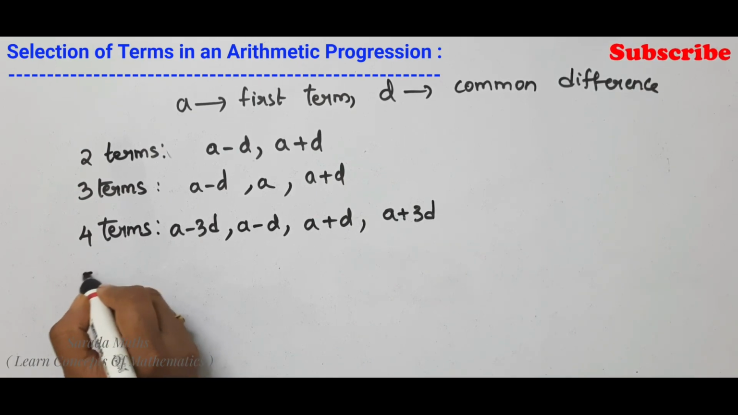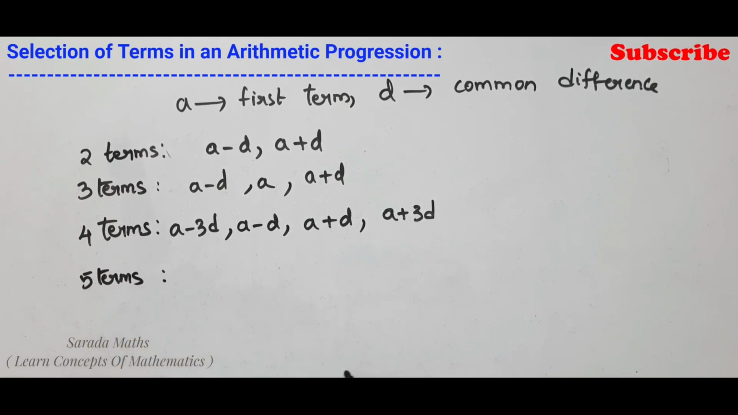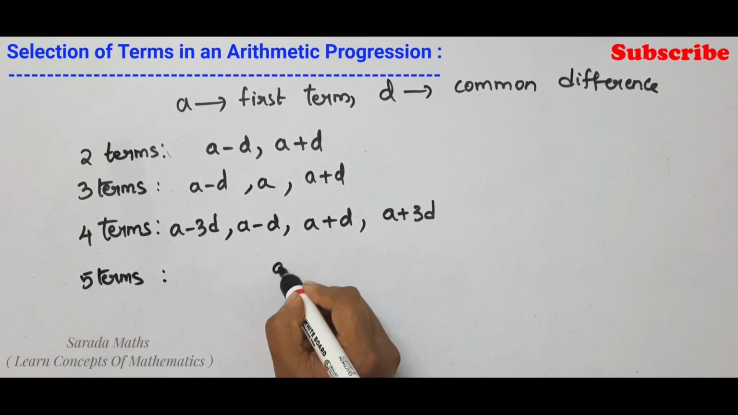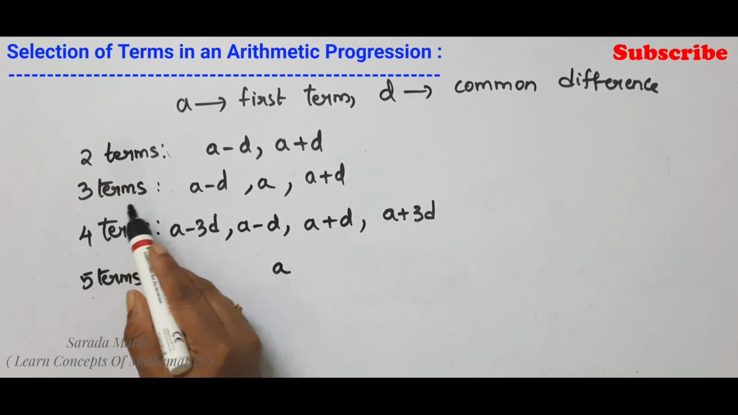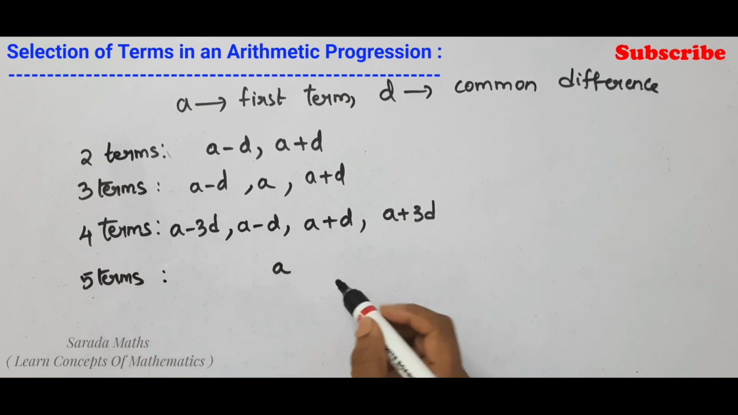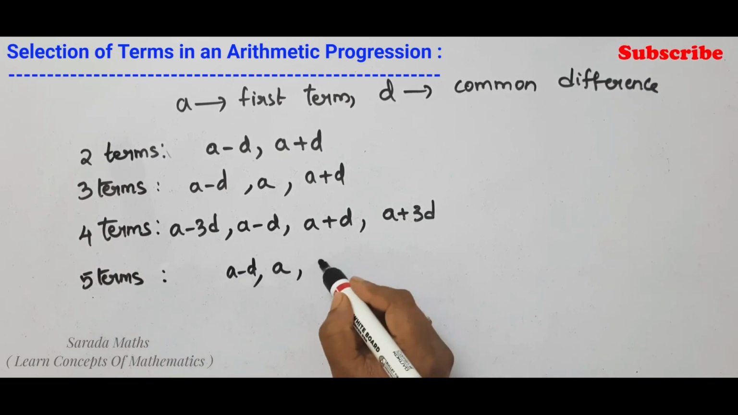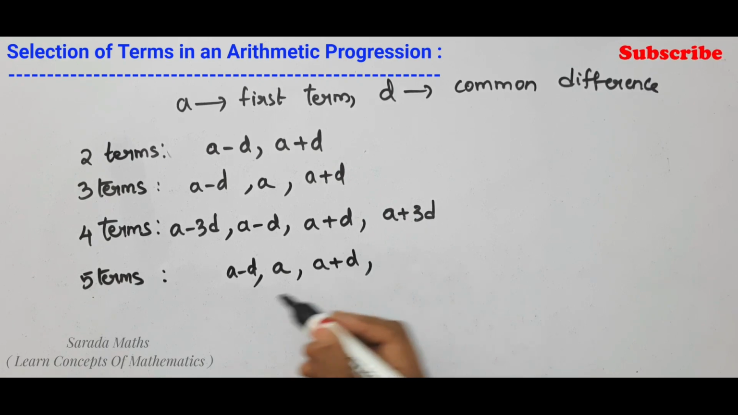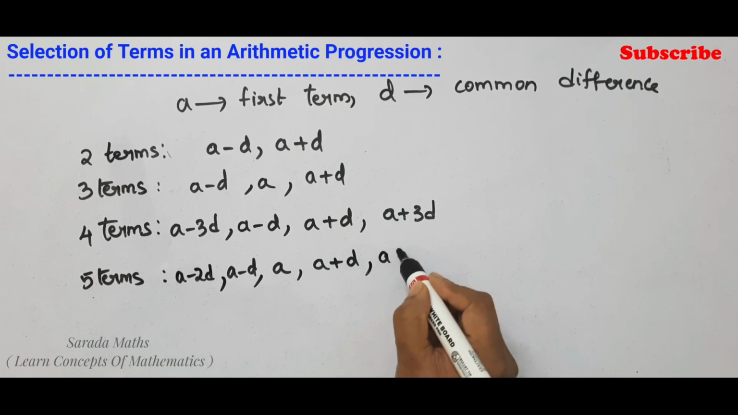If you have to select five terms, then the middle term should be A, as it is odd, is it not? So we write the three numbers which we took for three terms: A, A minus D, A plus D. The remaining two terms will be A minus 2D, A plus 2D.